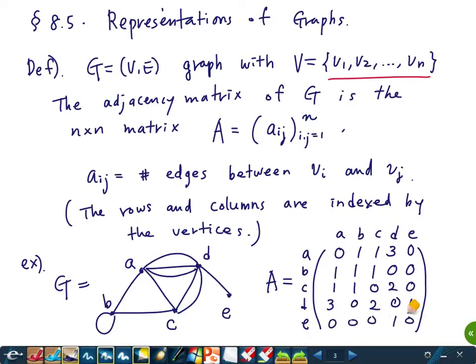Okay? This is the adjacency matrix. And of course, if you give a different ordering of the vertices, you get a different matrix. But the matrix is just obtained by permuting rows or columns. Using a different ordering, you will get a different matrix, but they are somehow related.